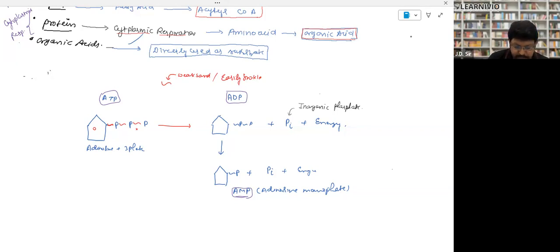Next point. Next paragraph, in fact, protein are used in respiration rarely, as during germination of seed and spore. These are the rare situations.